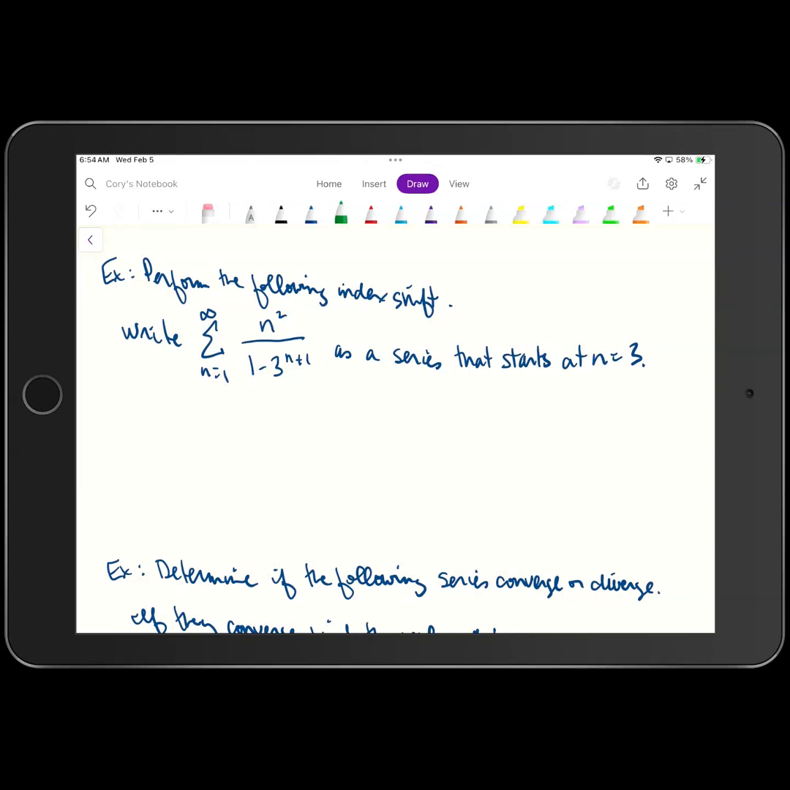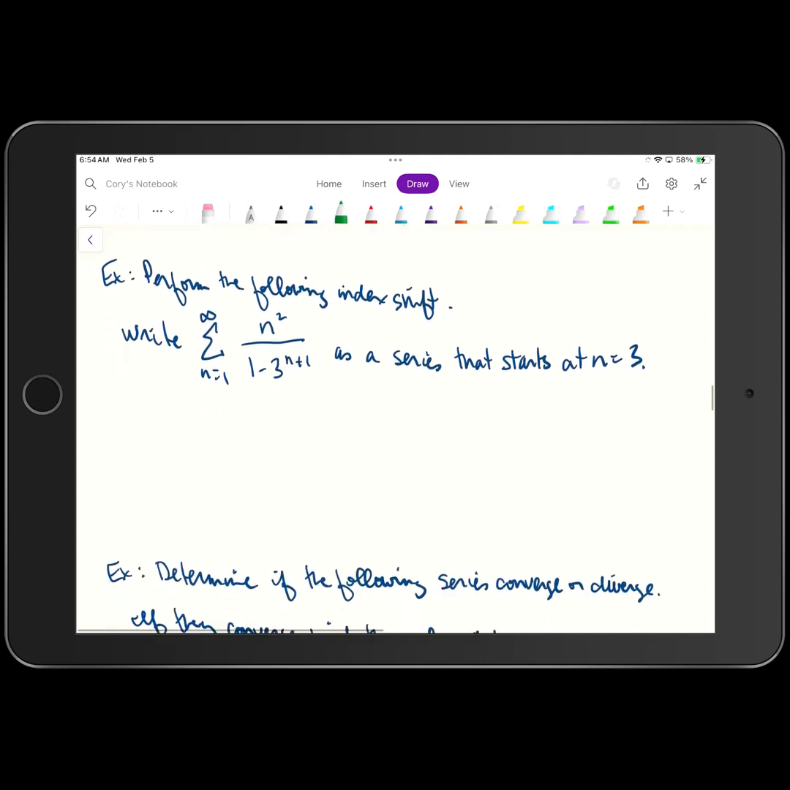Okay, so we're going to continue on with the next example where the directions ask us to perform the following index shift. So we're asked to write the sum from 1 to infinity of n squared over 1 minus 3 raised to the n plus 1 power as a series that starts at n is equal to 3. So what I'm going to do, and there are a couple different ways that you can approach this, but I'm going to list out the first few terms of this series.